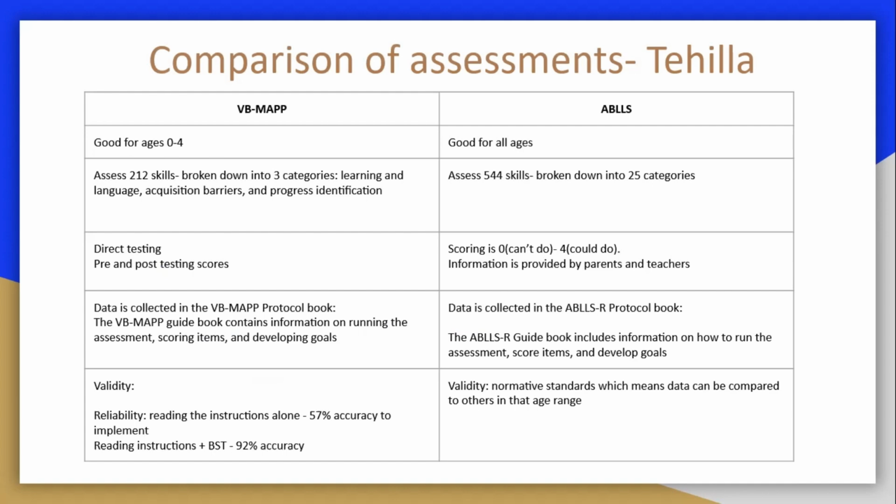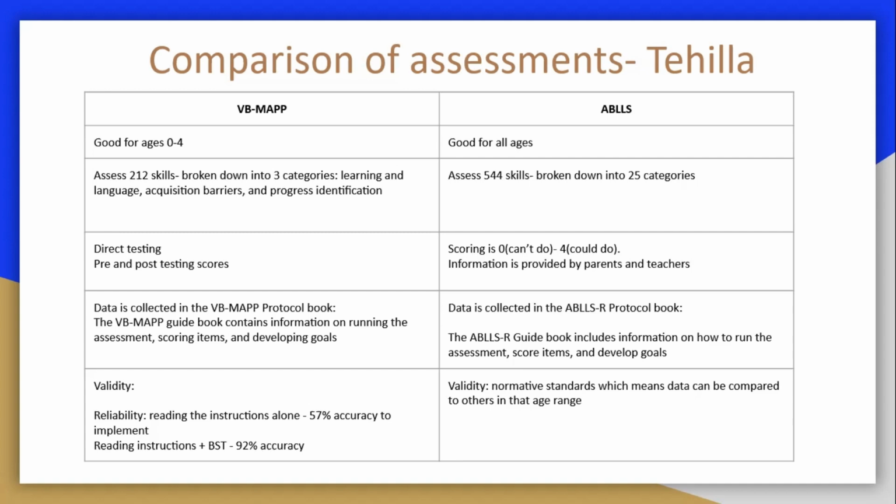Okay, so here we're gonna compare the 2 assessments, the VB-MAPP and the ABLLS assessment. So the VB-MAPP is good for ages 0 to 4, and the ABLLS is really great for all ages. The VB-MAPP assesses 212 skills. It's broken down into 3 categories: learning and language, acquisition barriers, and progress identification, like seeing how the child's doing. And the ABLLS assesses 544 skills, and it's broken down into 25 different categories.